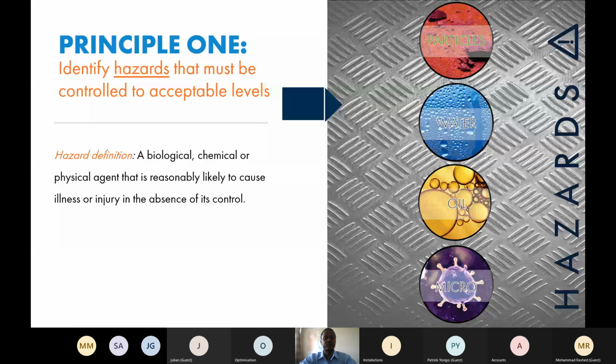The key thing to note is that you would definitely not use the same quality of compressed air for sandblasting, for example, or jackhammering as you would use for your food and pharmaceutical industry.